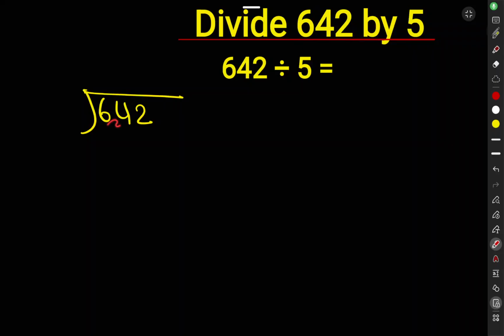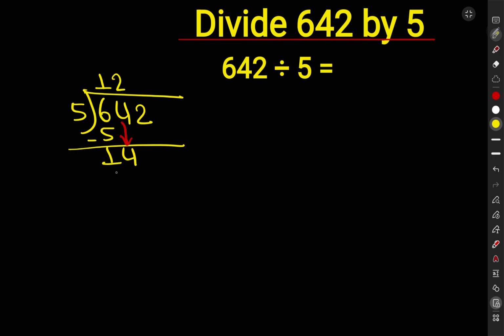Here we divide 642 by 5 in long division method. 5 times 1 is 5. On subtracting we get 1. So now we put down this 4 and it is 14.